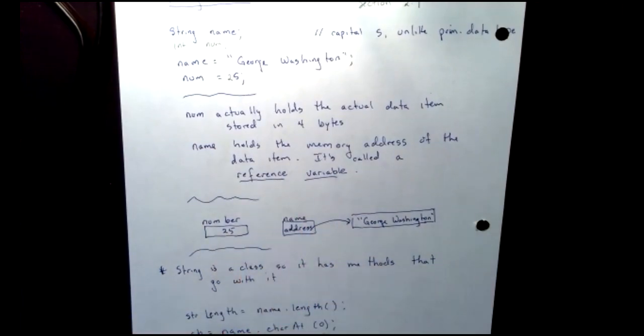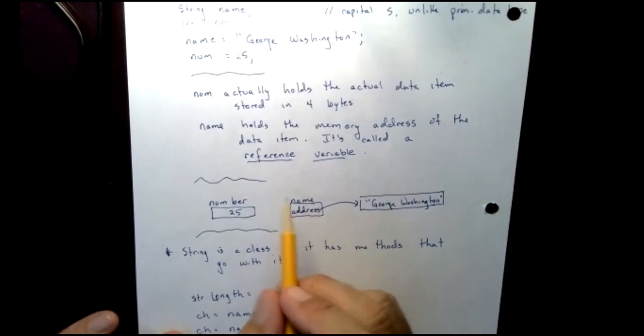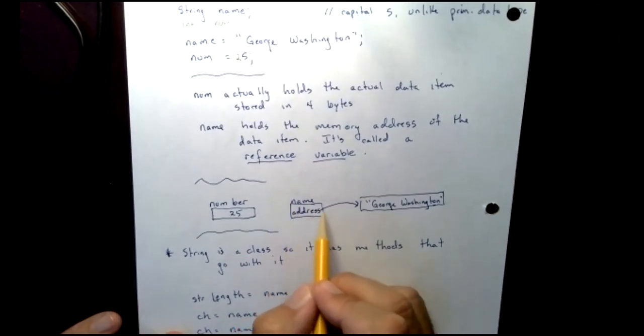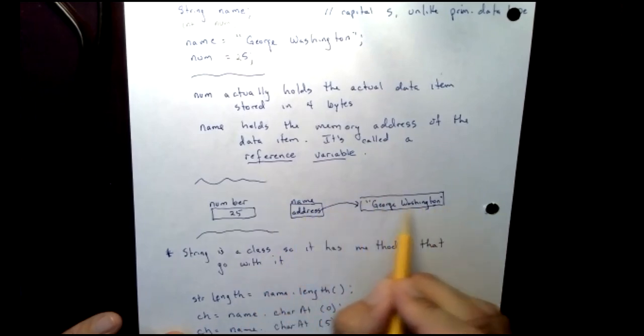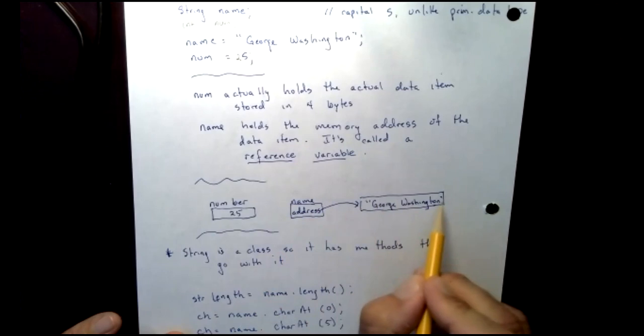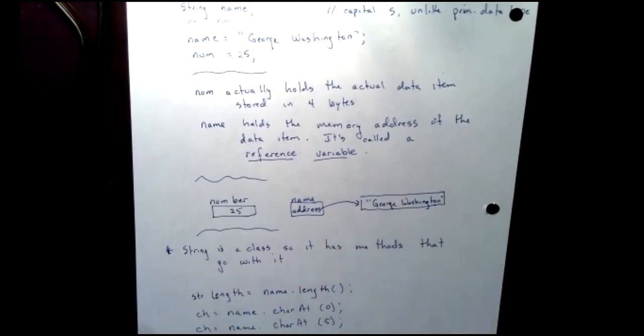So we have a new data type called string. It's not one of our 4 primitive data types. What it does is it gets a certain amount of memory and stores an address of somewhere else that can grow and shrink depending on what I want to put in here.